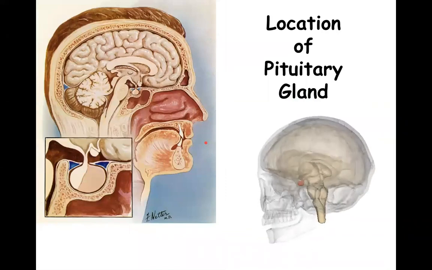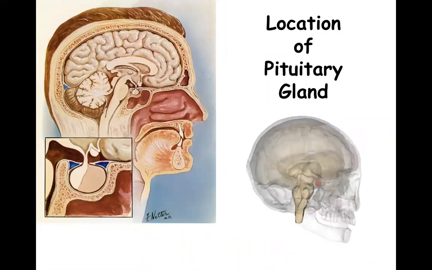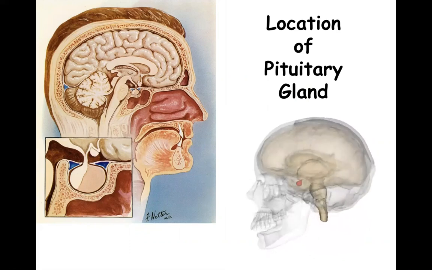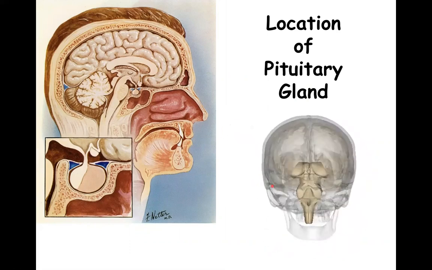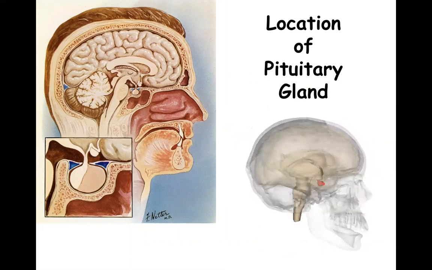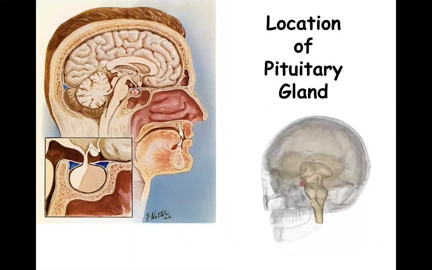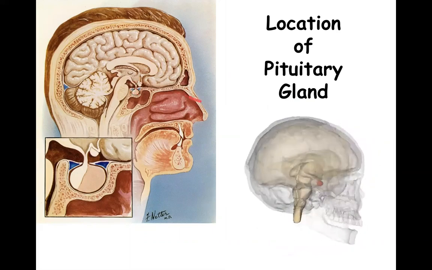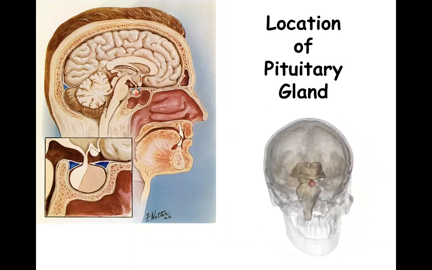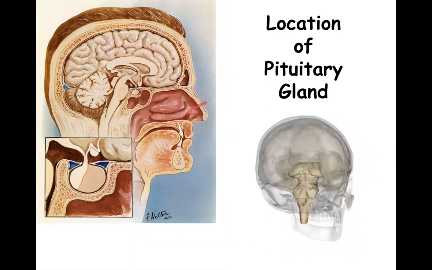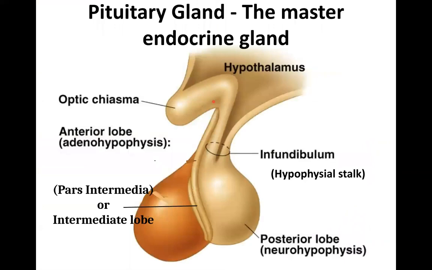The next gland which you are going to do is called the most important gland in the body. It's the master endocrine gland. This gland is present at the base of the skull. It is hanging from the hypothalamus by a small stalk. The hypothalamus controls the functioning of the pituitary gland. The pituitary controls the functioning of all other endocrine glands. The pituitary is called the master endocrine gland.